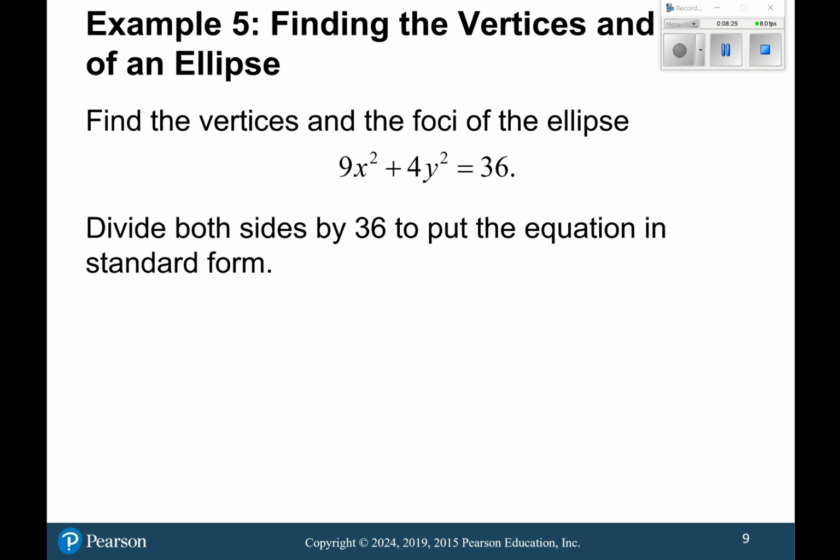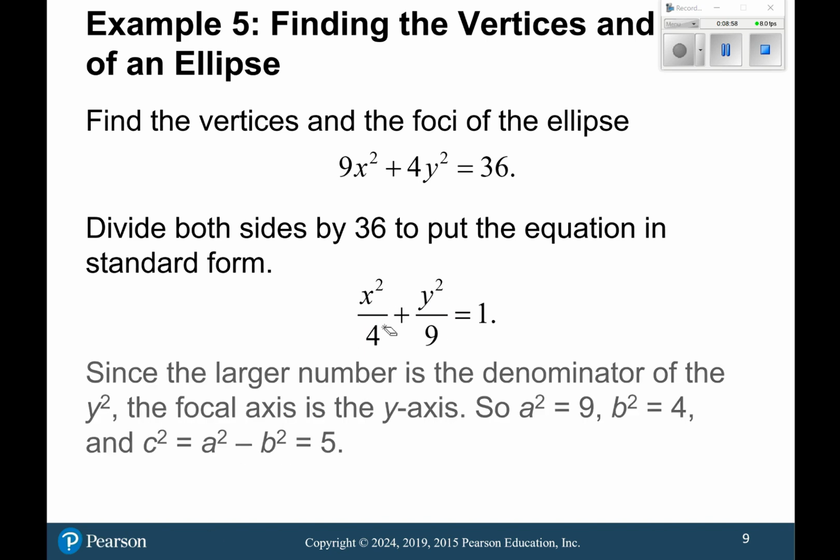So again, standard equation for an ellipse, we divide everything and set it equal to 1. So in this case, we're going to divide everything by 36. So 9 over 36 will reduce down to 1 over 4. 4 over 36 will reduce down to 1 over 9. And you'll notice, again, they had mercy on you. Hey, this is a perfect square. That's a perfect square. Doing these calculations shouldn't be all that tough.